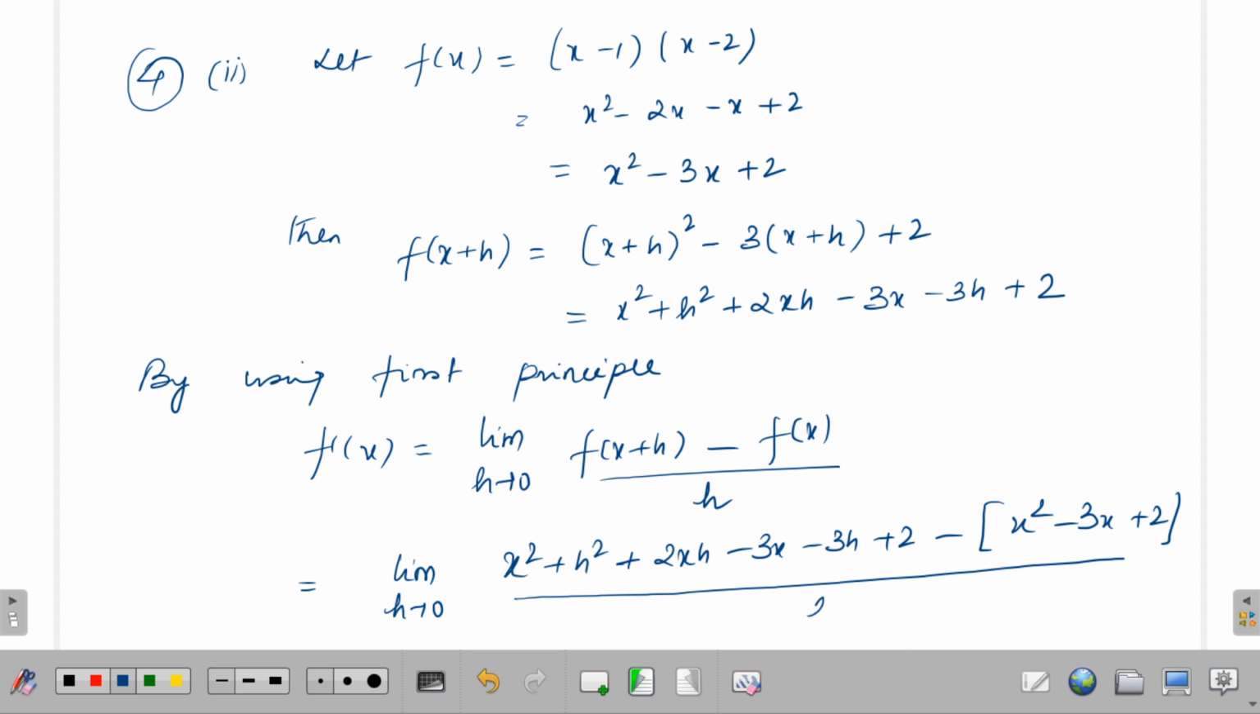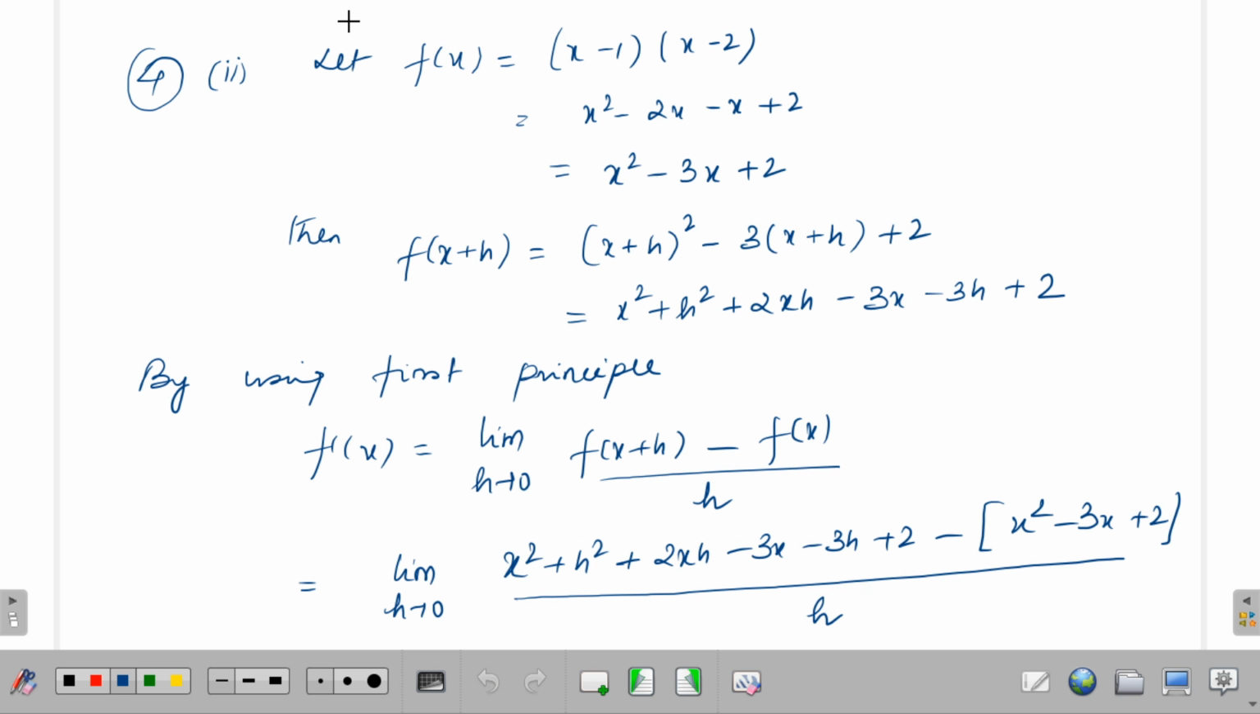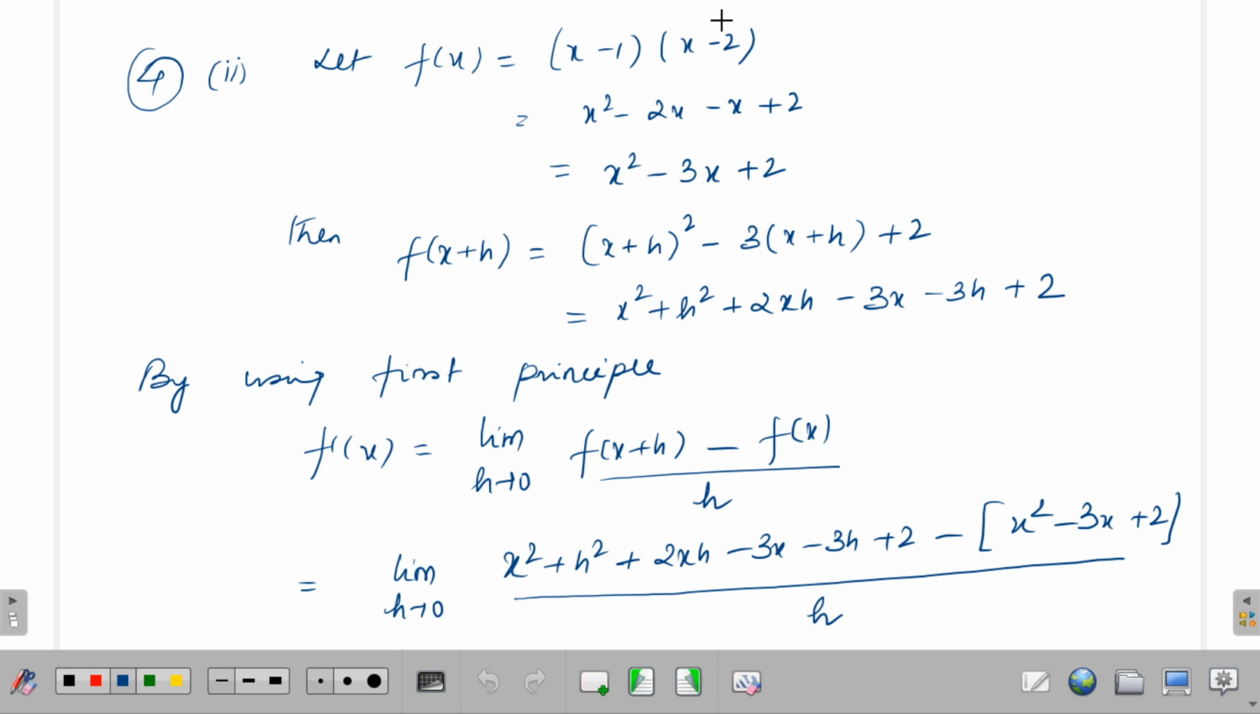divided by h. Now again, the same thing, I'm going to open up the brackets onto your next page. So I got here limit of h tends to 0. Let me just check once, x squared plus h squared plus 2xh and minus how much? 3x, 3h. Is it minus or plus? Minus only.